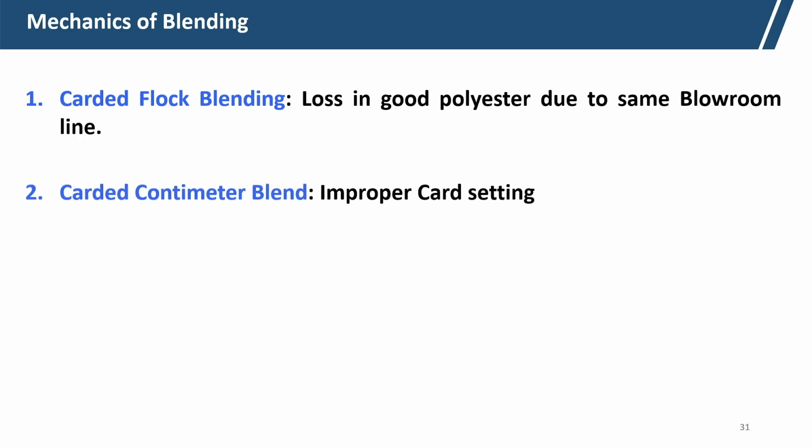Carded contimeter blending has improper card setting, because we cannot set the card both for polyester and cotton. Polyester and cotton are fed together. So, card setting depends on the type of fiber, because of wire point selection and different types of setting. So, improper setting must be there, because we have to compromise.